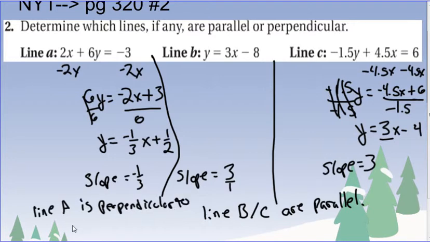To B and C. So B and C are parallel. They're running the same direction. Line A cuts across them and is perpendicular to both of them. Example 3.